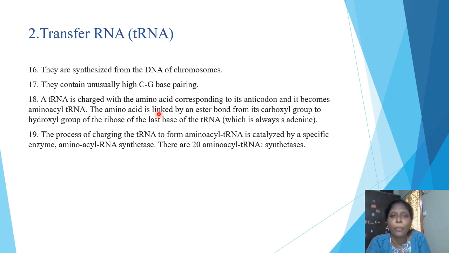tRNA is charged with the amino acid corresponding to its anticodon and it becomes aminoacyl tRNA. The amino acid is linked by an ester bond from its carboxyl group to the hydroxyl group of the ribose of the last base of the tRNA, which is usually adenine. The process of charging the tRNA with amino acid is catalyzed by a specific enzyme, aminoacyl tRNA synthetase. There are 20 aminoacyl tRNA synthetases.